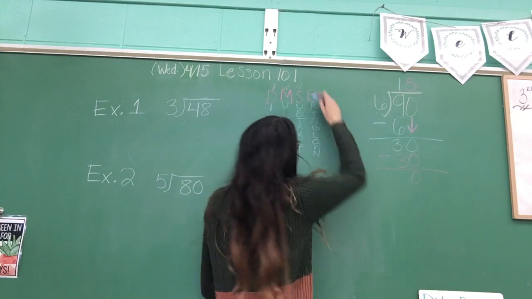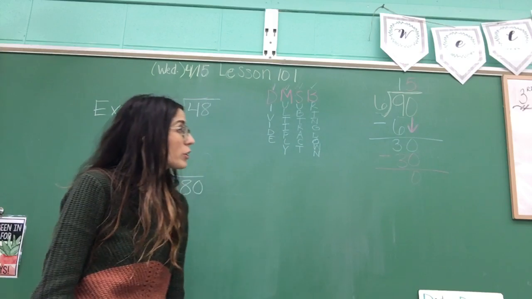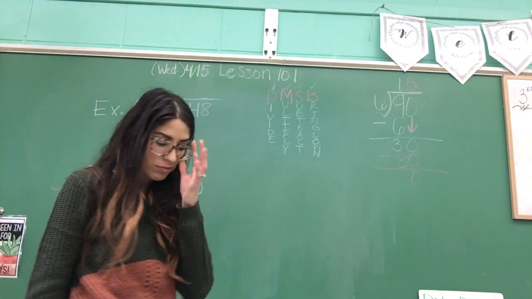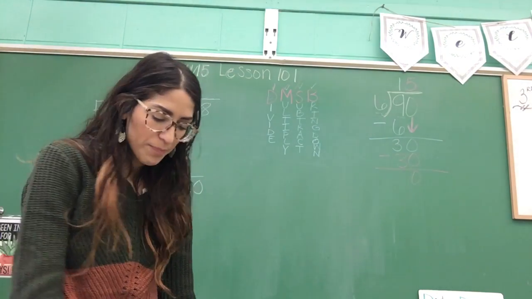Sorry, there should be a blue check mark from the first time we brought it down, okay? So those are the steps for long division. Now, we're going to keep practicing this. Let's go ahead to example 1, okay?